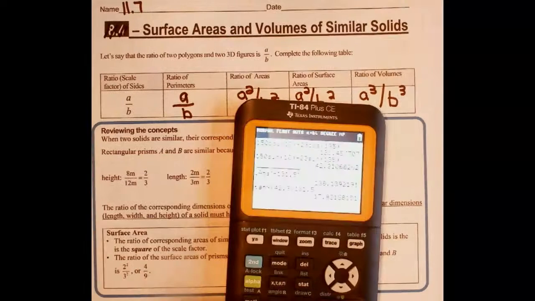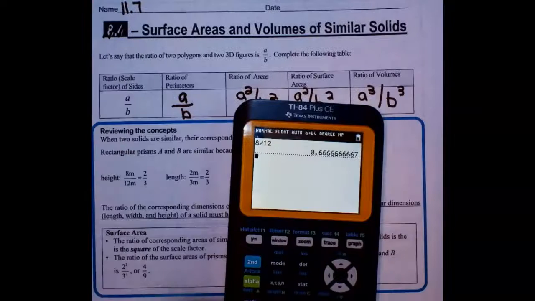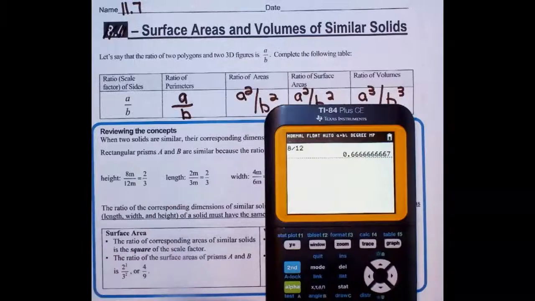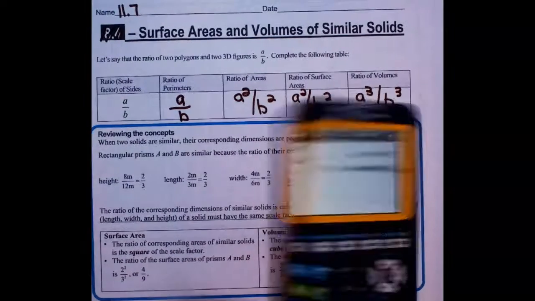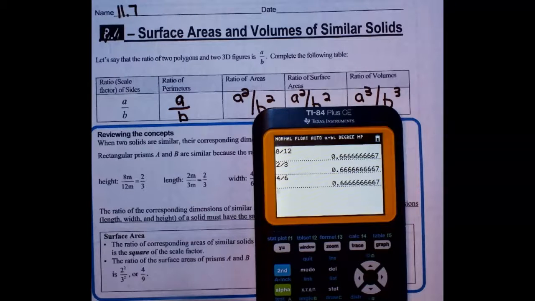Another way we could check to make sure these are the same is we could just go ahead and divide. In other words, I could take 8 divided by 12, and we end up with 0.6 repeating. I could take 2 divided by 3. Again, I get 0.6 repeating. And the last one, 4 divided by 6, and I get 0.6 repeating. So again, I know these solids are similar.